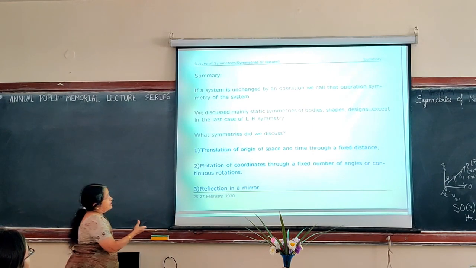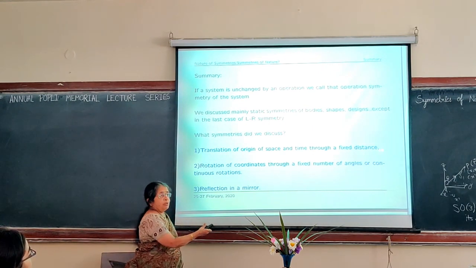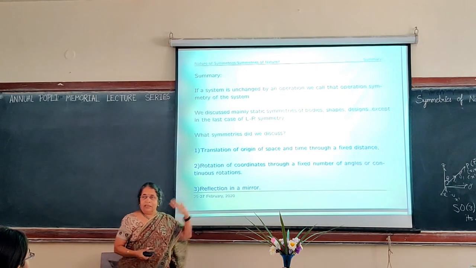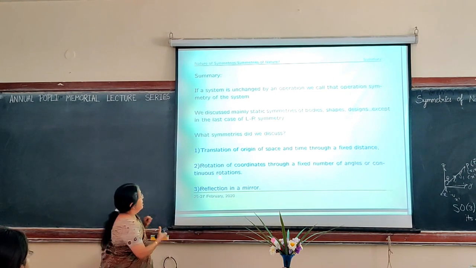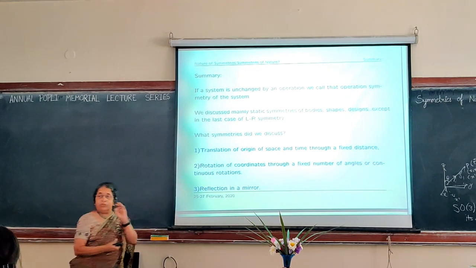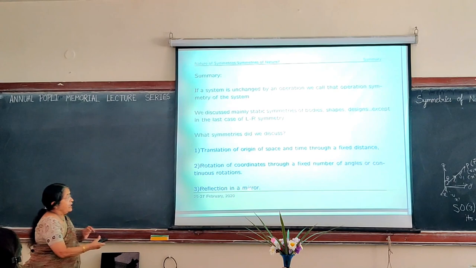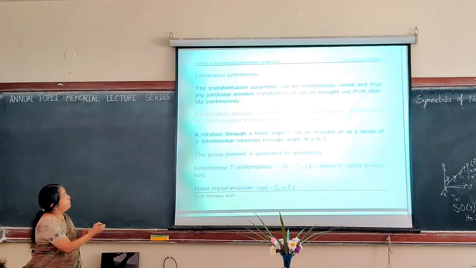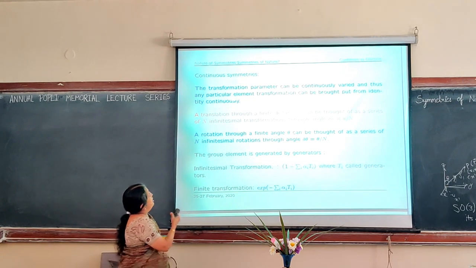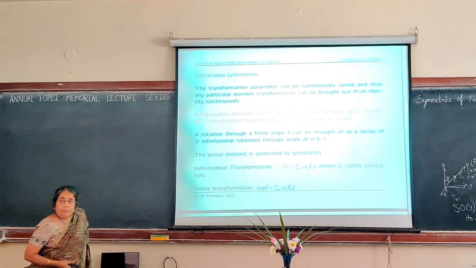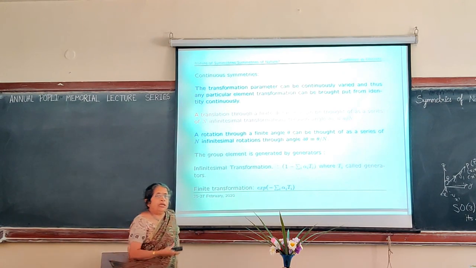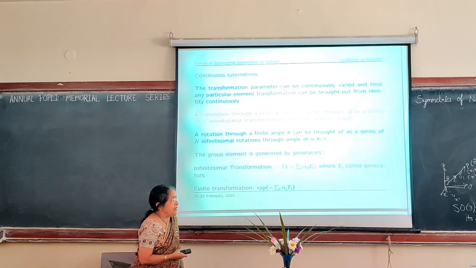We discussed the translation of origin of space and time by a fixed distance. I only talked about it. I said a lattice has a translational symmetry. Then I talked of rotation of coordinates through a fixed number of angles, or continuous rotations. And then I talked about reflection in a mirror. So today I want to spend my time more on continuous symmetries, because that's what Noether's theorem is really all about. So we should understand what these continuous symmetries are.